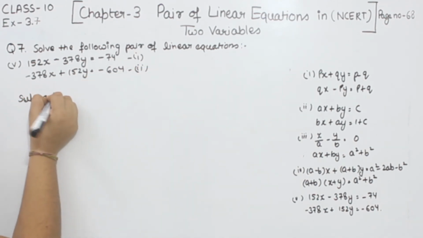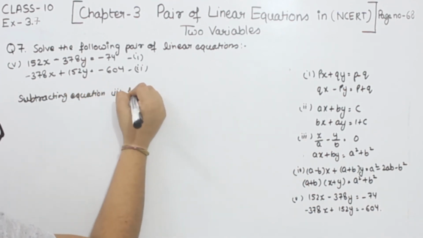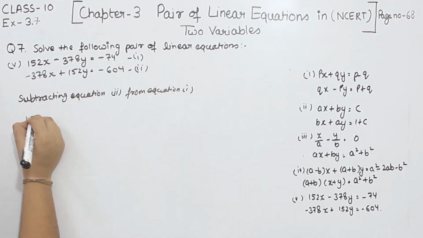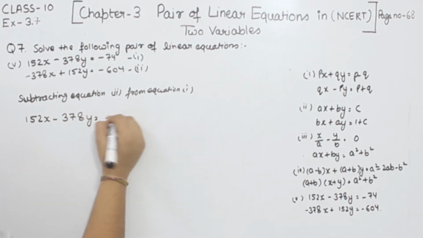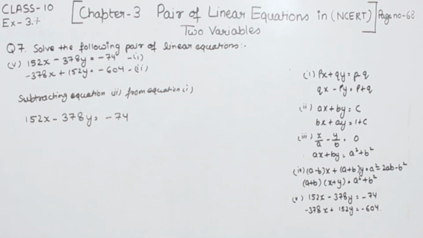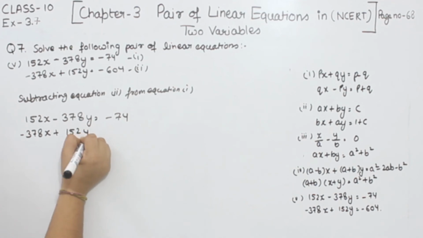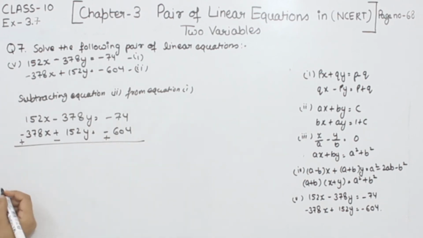Now I am going to write, subtracting equation 2 from equation 1. So equation number 1 is 152x minus 378y equals minus 74. Then equation 2 is minus 378x plus 152y equals minus 604. Now I am going to change the signs. So this one is plus 152, plus 378, and we are going to add this one.